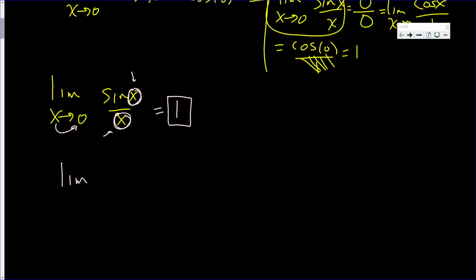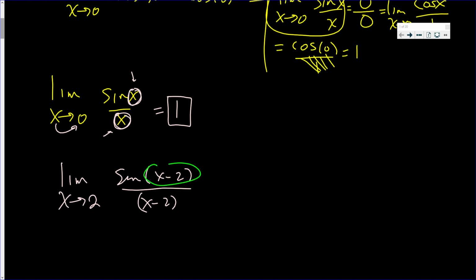If you have the limit as x approaches 2 of sine of x minus 2 divided by x minus 2, well, I have the sine of this angle divided by this. What's in green are equal. It passes condition 1 for this to equal 1. Condition 2 says when x approaches 2, this is supposed to be 0. And of course, 2 minus 2 is 0. It passed the second test. The limit is 1.